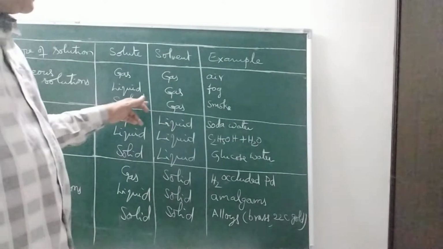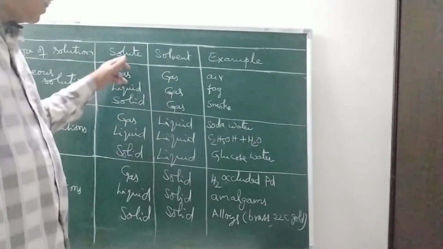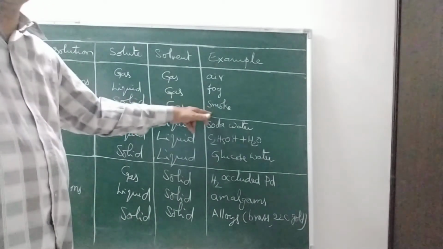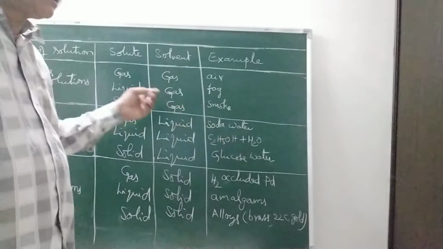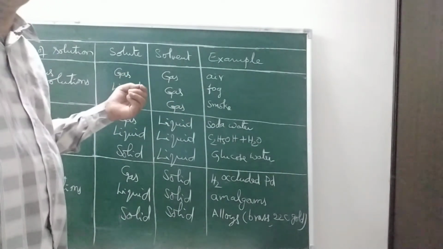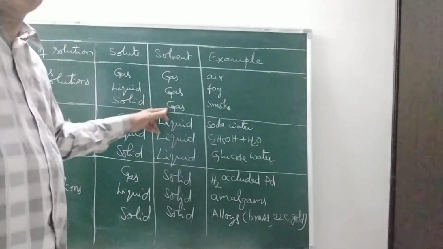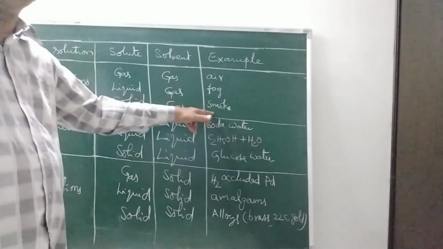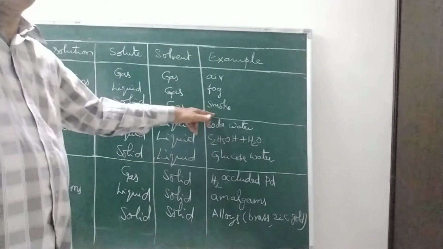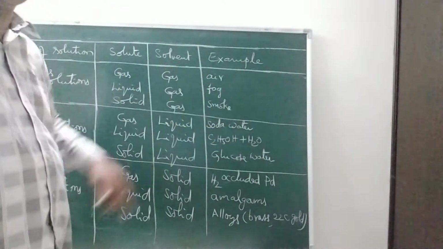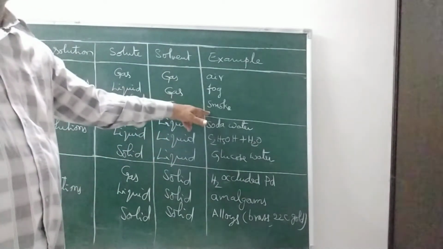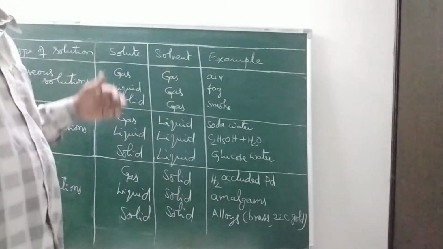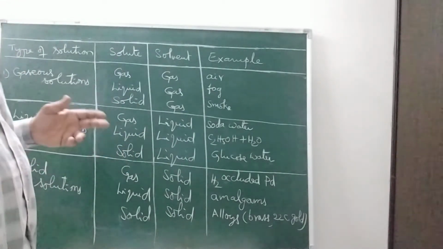Next, solid in gas type of solution. So the solute must be solid and the solvent must be a gas. For example, take smoke. In smoke, small carbon particles are spread in air. Air is in gaseous state and carbon particles are in solid state. So smoke, or camphor in air, or camphor in nitrogen. Okay. So this is another example. Of course, it is not a true solution because we can't say that smoke is a homogeneous mixture. In the definition, we said a solution is a homogeneous mixture.